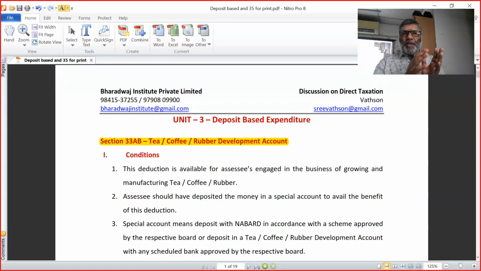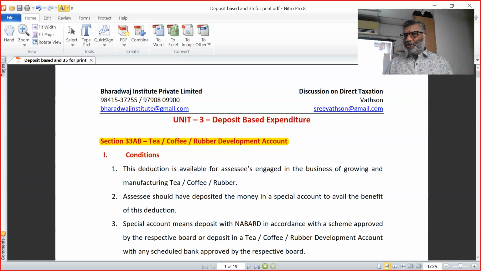A part of the income is agriculture. A part of the income became business because they were cash rich industries. Having that in mind, we should approach this section. Coming back to PGBP, section 33AB. What is the intention of the section?